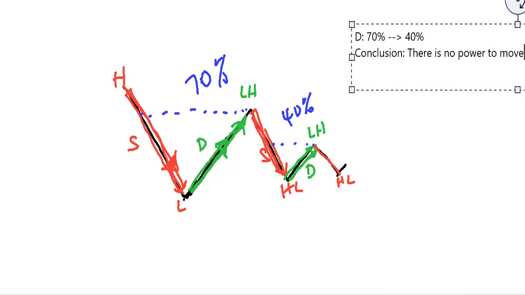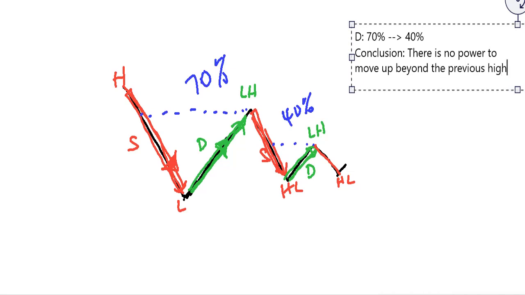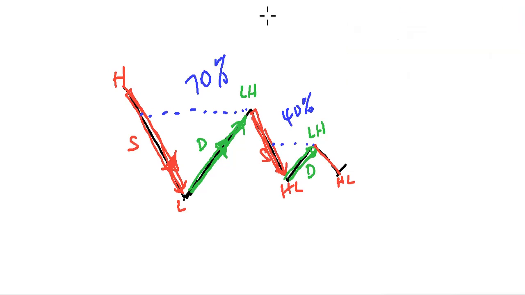There is no power to move up. Okay, it's not showing up here. To move up, there's no power to move up beyond the previous high. Because the demand is decreasing, the price can't move further up, right? So that's the first conclusion I will say.